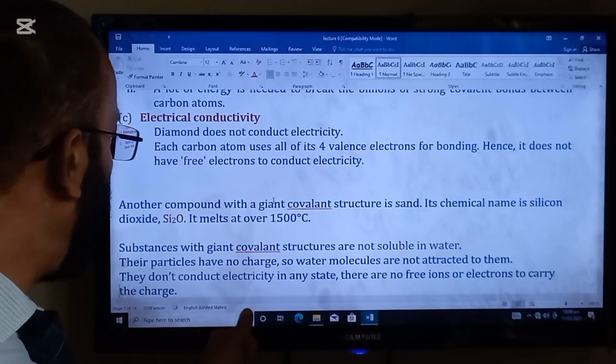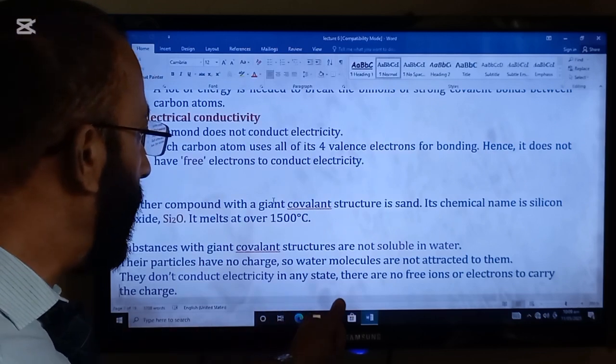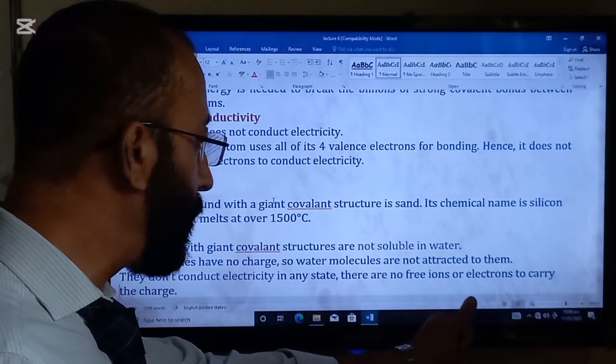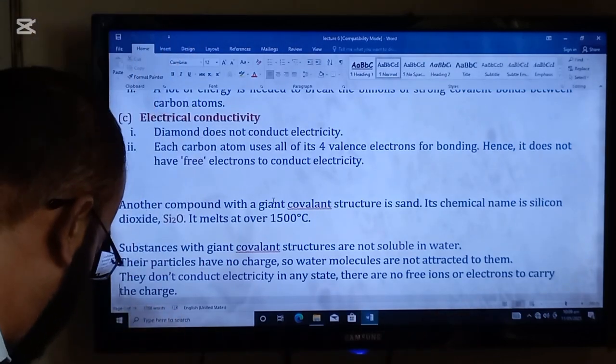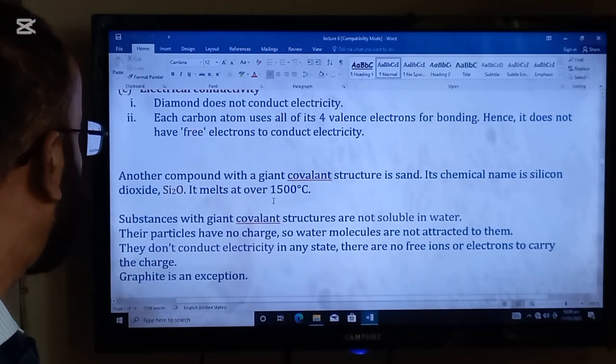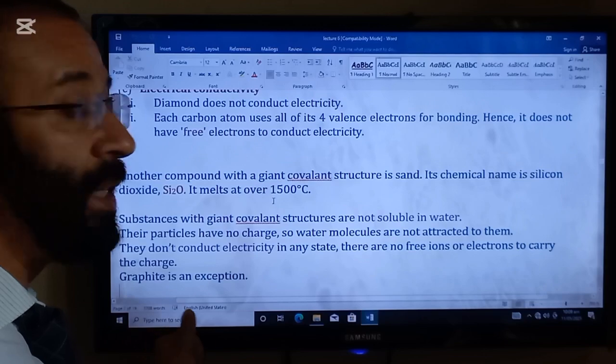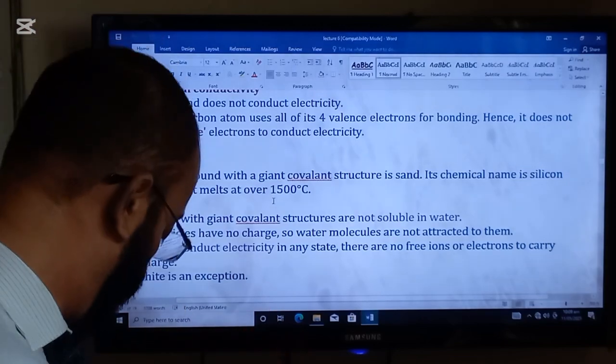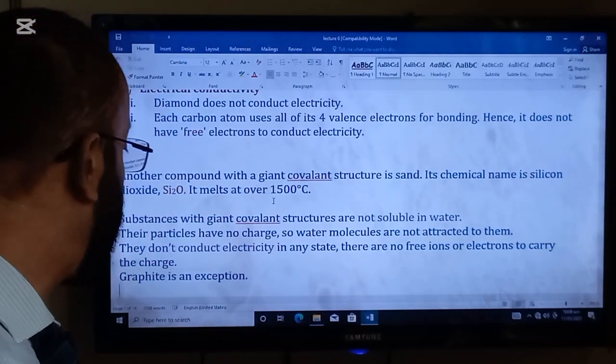They don't conduct electricity in any state. There are no free ions or electrons to carry the charge. Graphite is an exception. Remember it.